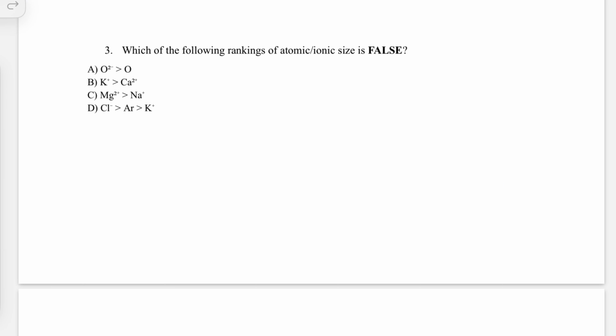Question 3: which of the following rankings of atomic or ionic size is false? Let's go through this individually. The first one is that O2 minus is greater than O. This is true because anions are always greater than the neutral atom. The reason that this happens is because there is electron repulsion in the electron cloud, which forces the electrons to space out a little bit more, which will make the size larger.